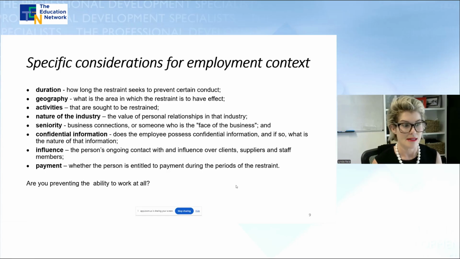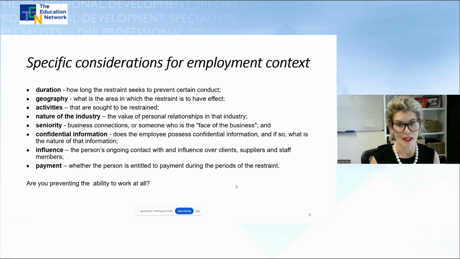Influence is something that needs to be considered. So is the person that I'm trying to restrain somebody who is mates with all of the senior staff that are going to stay? Are they going to all be in regular contact with each other? What's the level of influence that person has on my key executives who are going to be staying with the business, or over my clients, or over my key suppliers, or over the rest of my staff? What's the kind of weight or authority that is attributable to the person that I'm seeking to restrain, and the types of impacts that that could have on my business as the person who is seeking to enforce that restraint?